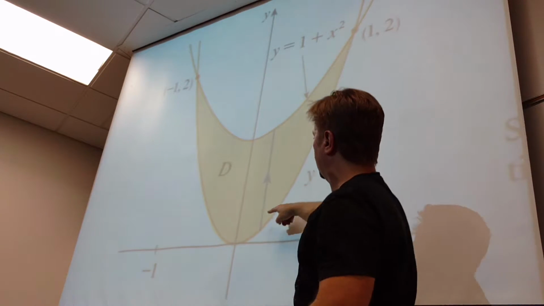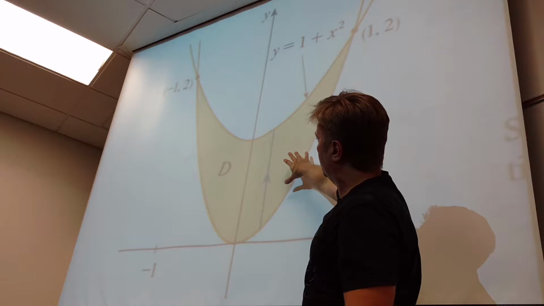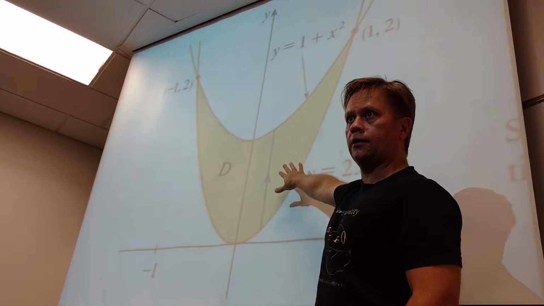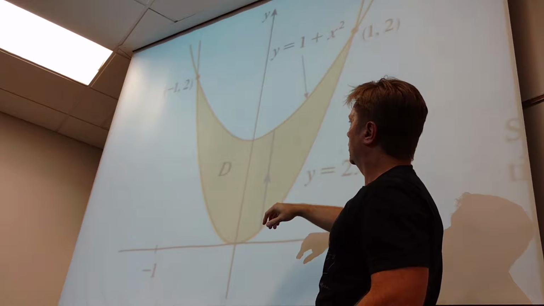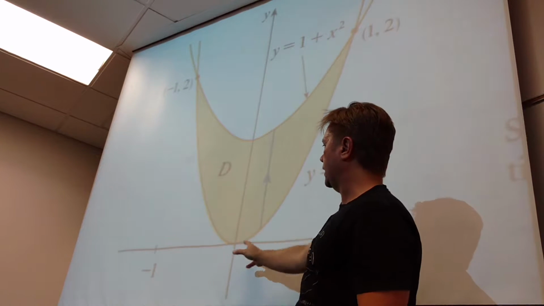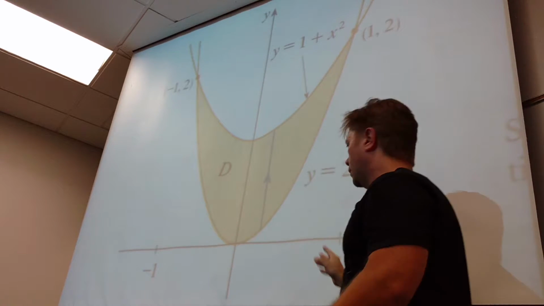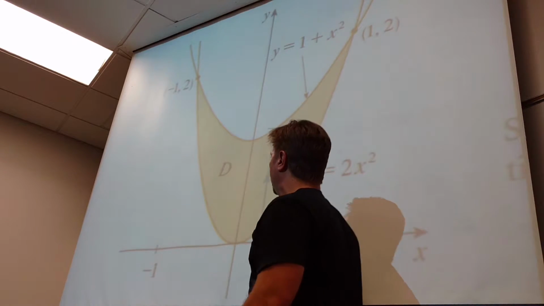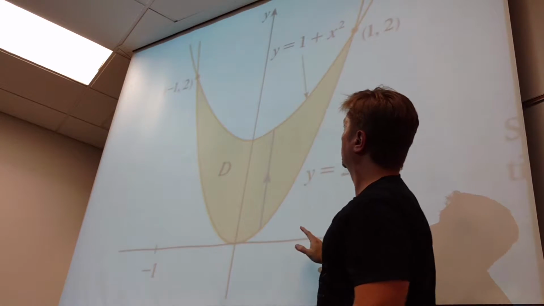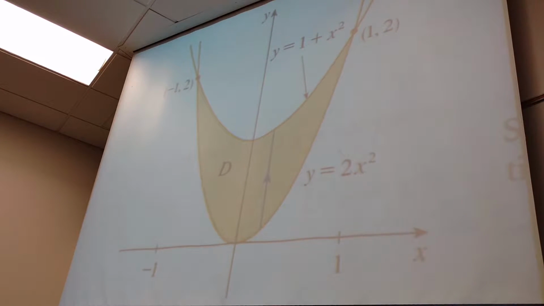So what are they kind of implying here? If I wanted to integrate across this region from a surface, from 2x squared to 1 plus x squared, what's x doing? x is going from negative 1 to 1. That's one way to look at it. As x goes from negative 1 to 1, what does y do? Going from 2x squared to 1 plus x squared. Okay, let's set that up.